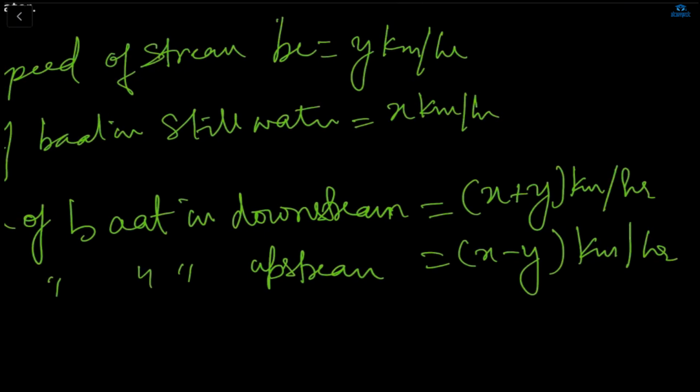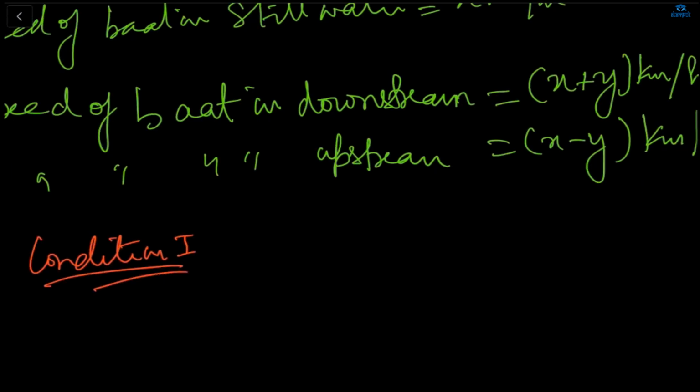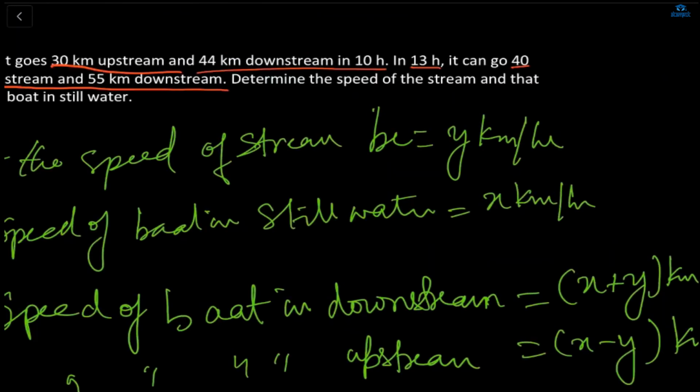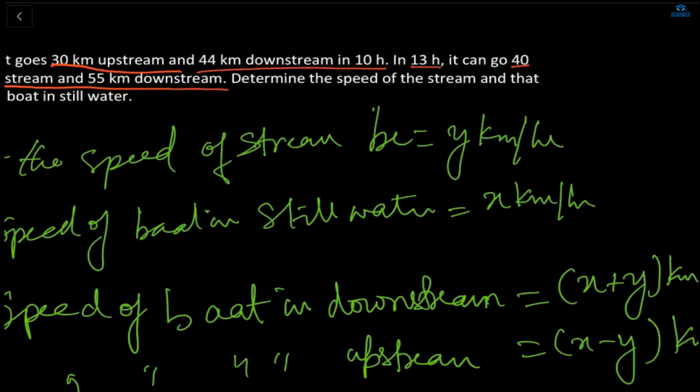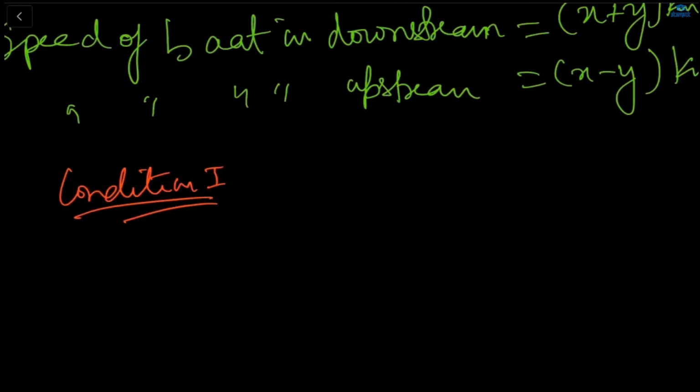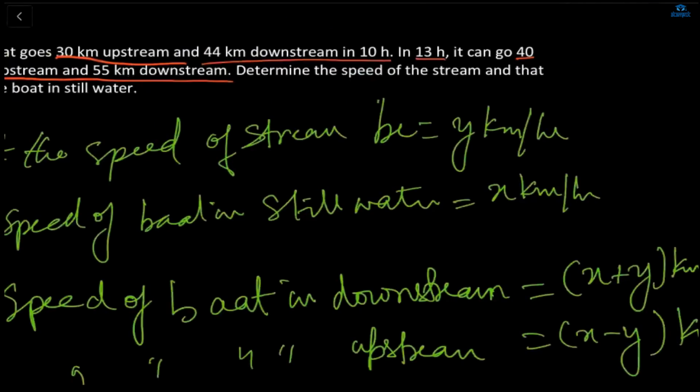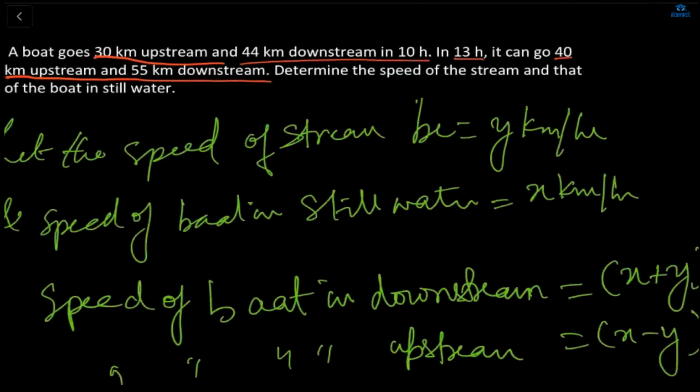Now comes the condition 1. According to condition 1, what is written? 30 kilometer upstream and 44 kilometer downstream in 10 hour. Now you see, 10 hour is written, so your equation will be formed in hours, meaning in time. We are talking about time, so you have to look at time in both things. Like 30 kilometer upstream.